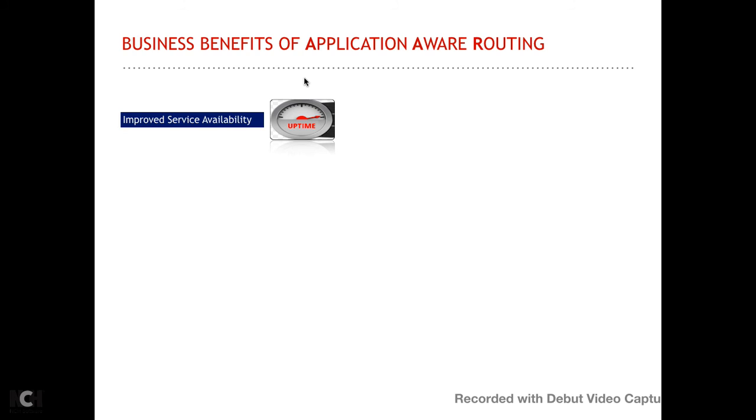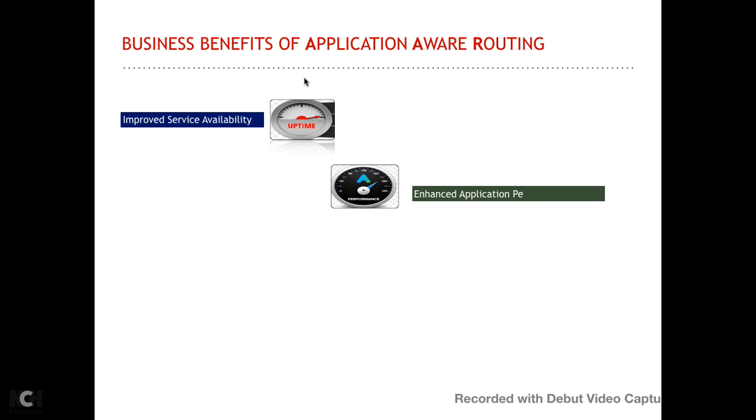So the improved service availability point makes sure that application-aware routing intelligently decides the best path to meet the SLA for that application, so that the user is always happy. That's why we say it gives you uptime with respect to service availability. Okay.